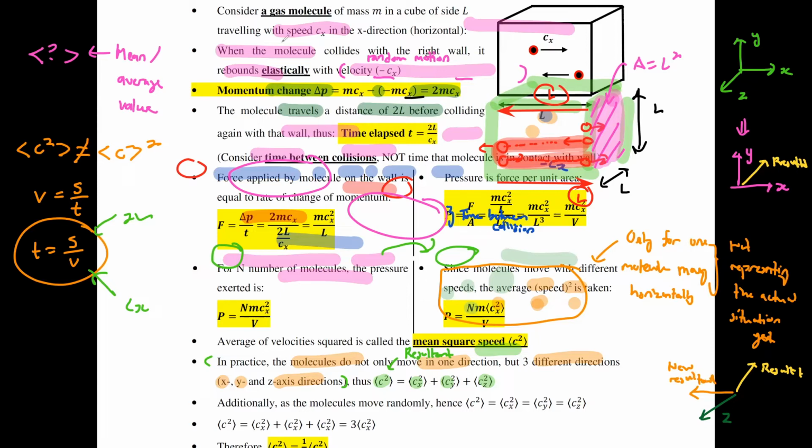It's a bit hard to visualize, unless I try to draw in 3D. The idea is this: if I have something moving in the x and y direction, I know that vector x plus vector y would give me this one. This is my new resultant. So that resultant is somewhere like this.